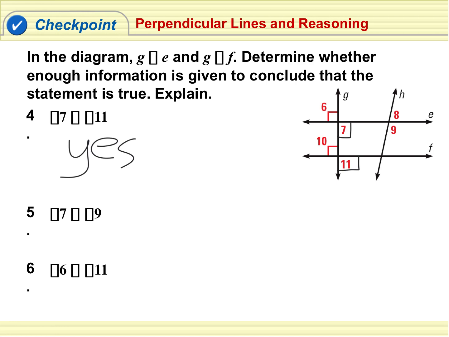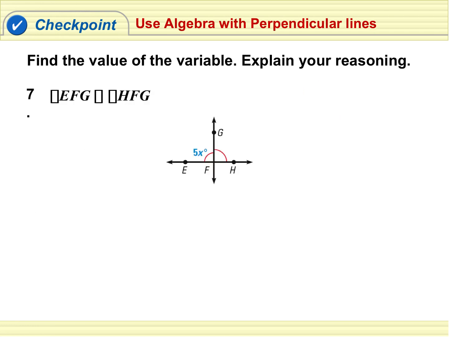Okay? Angle 7 and angle 9. Yes or no? No. Why no? Because angle 9 is obtuse. Angle 9 is obtuse, you cannot assume that it is perpendicular to anything. So this one would be no. What about 6 and 11? Yes, we've already said both of those are 90. Good. Flip it over to the back.